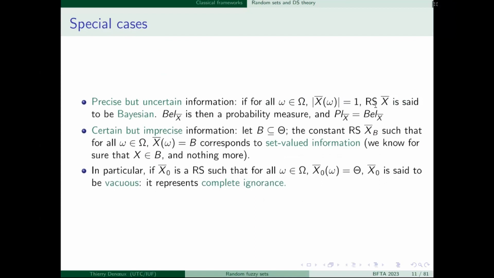We can have certain but imprecise information. In that case, we have only one focal set, B, so the mapping is a constant mapping. This corresponds to set-valued information. We know that X belongs to some set B and nothing more, but there is no notion of probability or doubt. And a particular case is where that set B is the whole set theta. So this is a random set that represents complete ignorance. We say that it is vacuous.